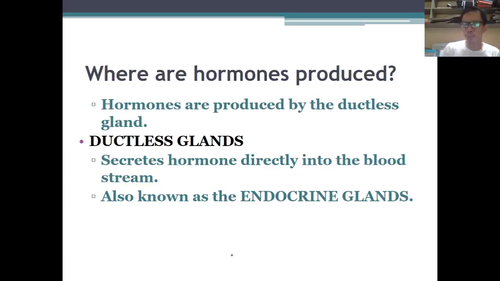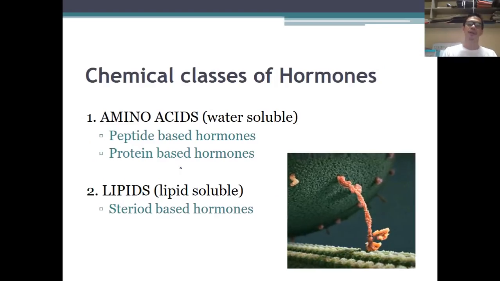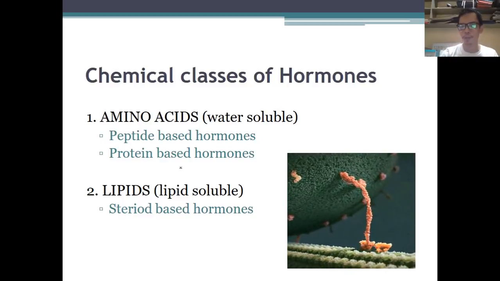Where are the hormones produced? The hormones are produced in the endocrine glands, or we call these endocrine glands the ductless glands. Why ductless? Because they don't have their own pathway to make these hormones travel, but they secrete their hormones directly into the bloodstream. Hence they are also known as ductless glands, or endocrine glands to be exact.